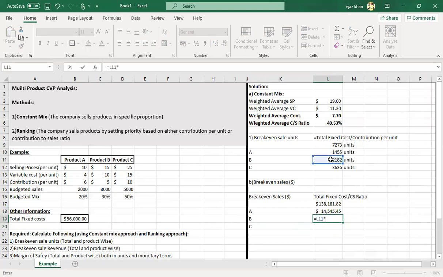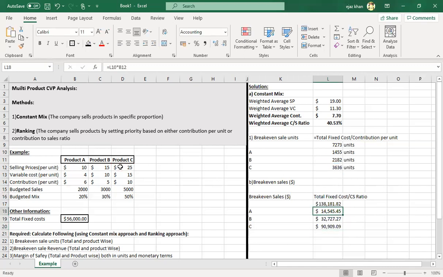So 2182 into 15, and then comes the third product, 3636 multiplied by 25. And just for the sake of confirmation, if I add these three figures, this should be equal to 1381812. Here we go. 13818.12.